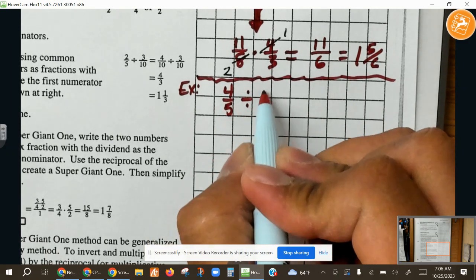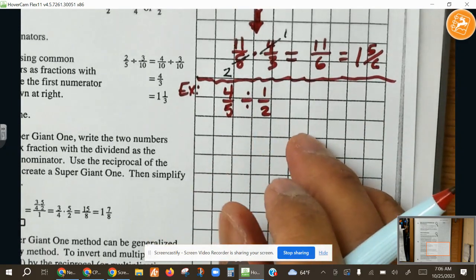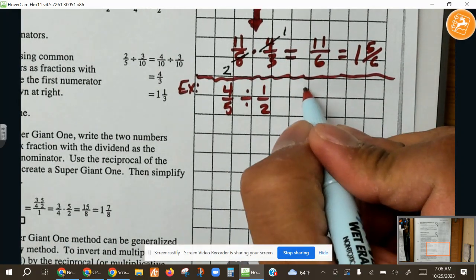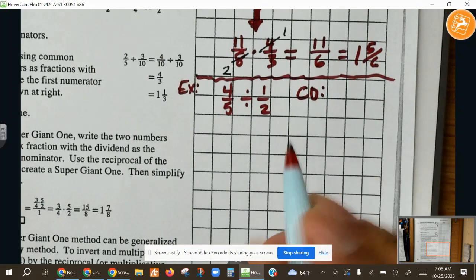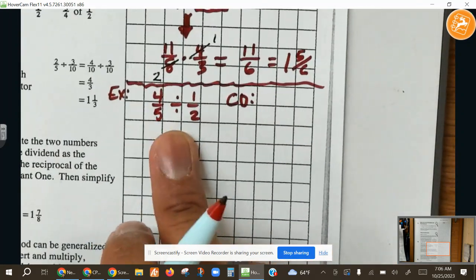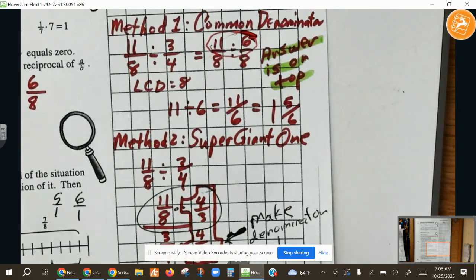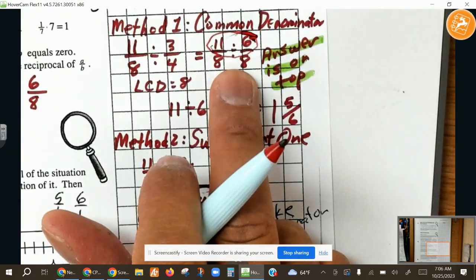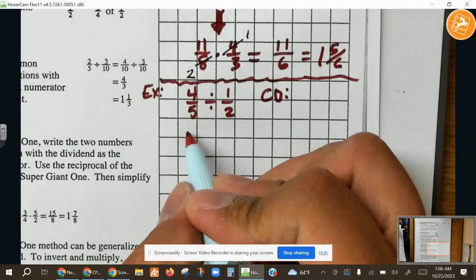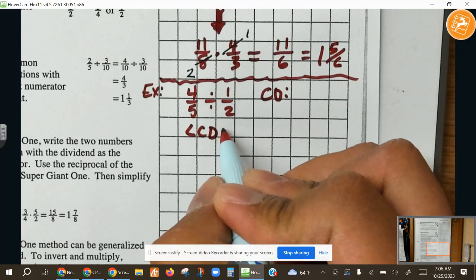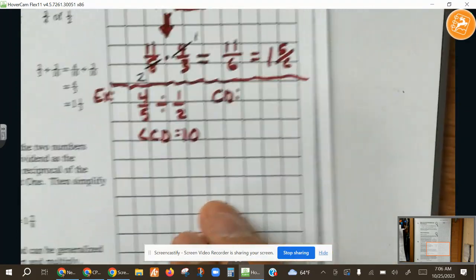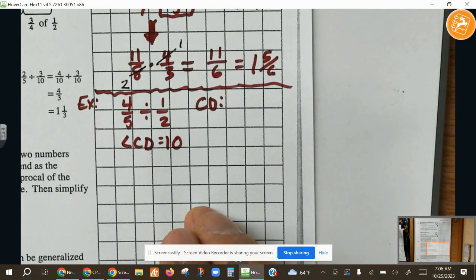4/5 divided by 1/2. Okay, so first we're going to use the common denominator method. We'll just call it CD. Our common denominator method means we're going to find the LCD of both of these. So go up to your notes and check. We find the least common denominator and we rewrite it, and then our answer is on the top. So the least common denominator is, go ahead and write it down. And if you said 10, then you are correct. So rewrite those fractions using tenths. Feel free to use your giant 1.